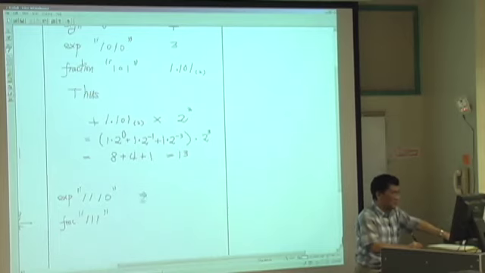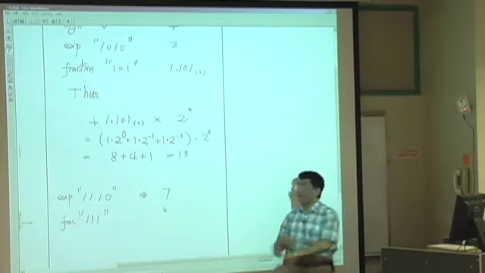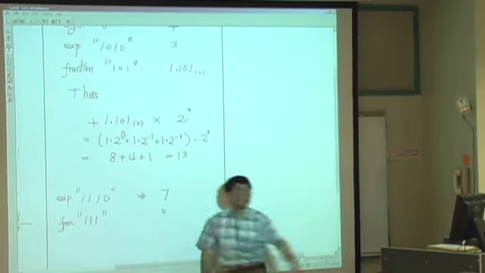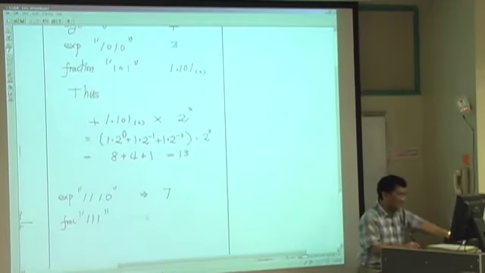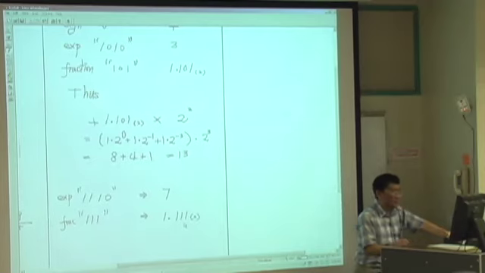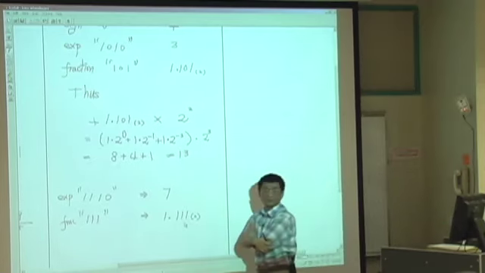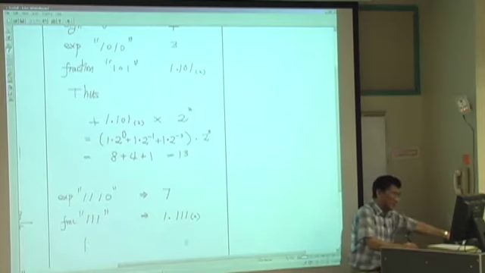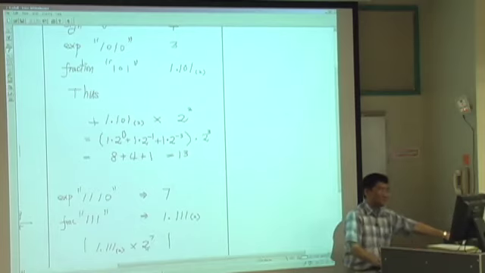Then this number means 7. After removing this thing, add 1, right? Then 111 is 7. And the fraction is 1.111 in binary representation. So the biggest number that we can represent is this one: absolute value 1.111 in binary representation, multiplied by 2 to the power of 7.